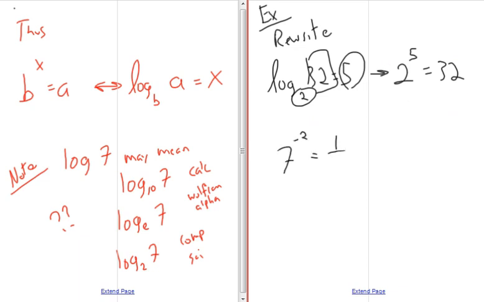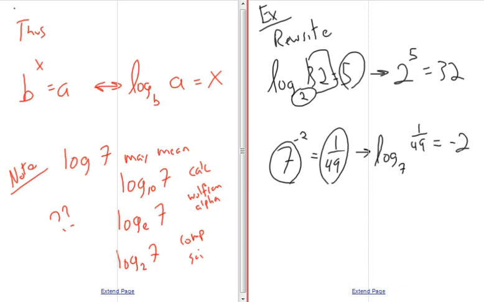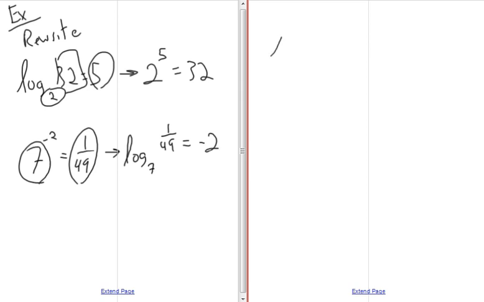All right. 7 to the negative 2 equals 1 over 49, which clearly is true because that negative means you could put it in the denominator and then square it, so that'd be 1 over 49. To rewrite that in log form, there's our base, so we say log base 7. And then the power, we put right here, 1 over 49 equals, and then ding, negative 2 for your exponent. So not too difficult there.